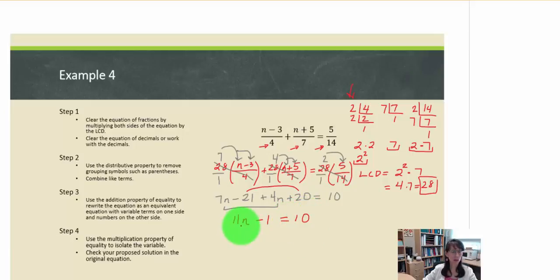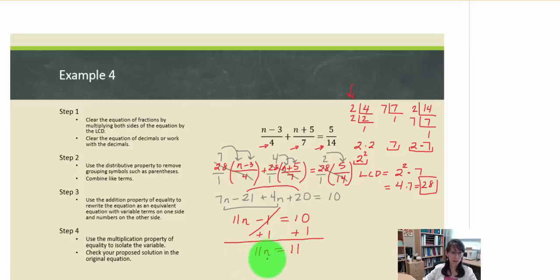Notice that we only have one term that's a variable. So we're going to leave 11n right where it is, and we'll move this negative 1 by adding 1 to each side of our equation. That's our addition property of equality. So we eliminate it from one side and collect it on the other. We're left with 11n equals 11.